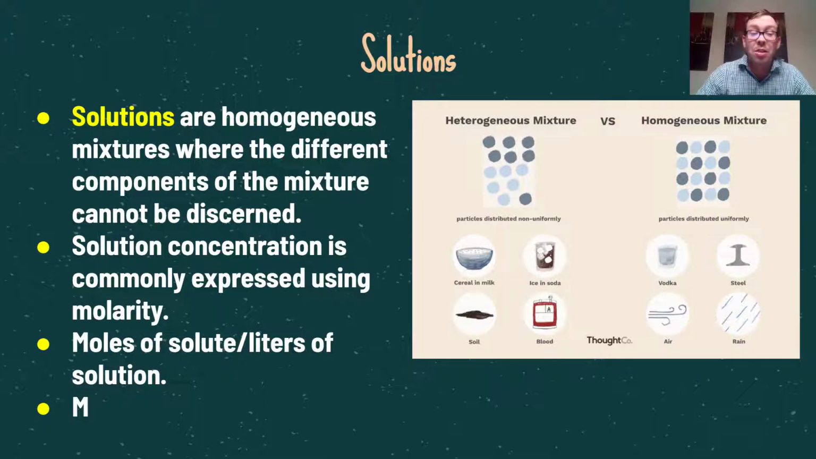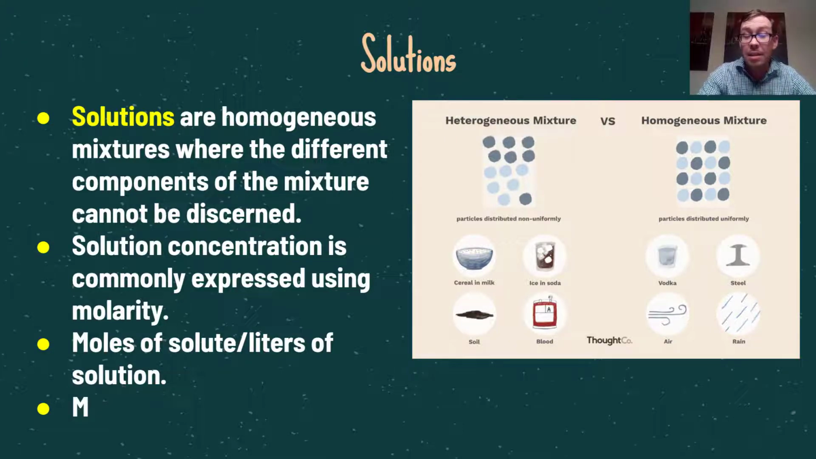Now, solution concentration is commonly expressed using molarity, which is just simply your moles of solute divided by liters of solution. It's represented by big M. The higher the molarity, the more concentrated the solution is. So for example, something that is 6 molar has a higher concentration than something that is 1 molar. There are more moles in something that's 6 molar than 1 molar. And again, we represent that by the letter M.